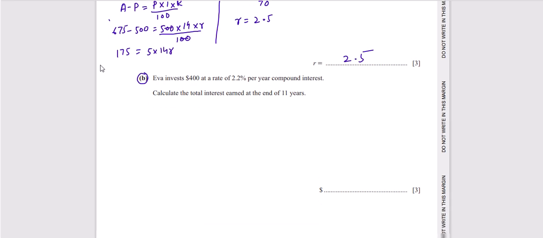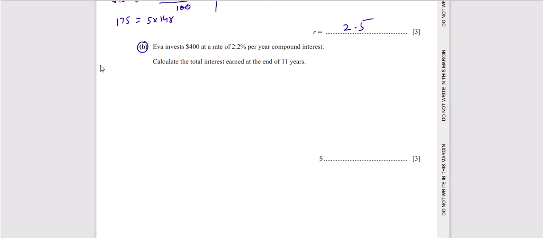Part B. Eva invests $400 at the rate of 2.2% per year compound interest. Calculate the total interest earned at the end of 11 years.